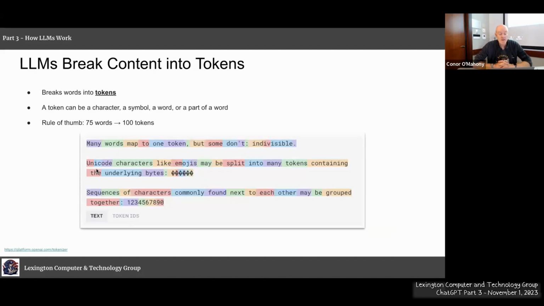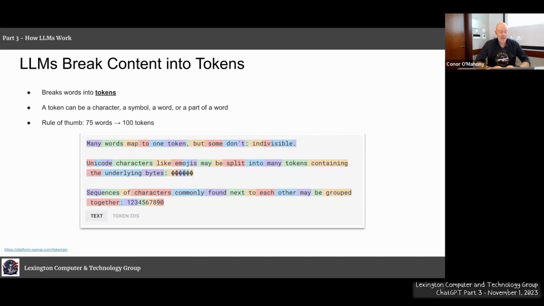Okay, so here's the first thing that actually happens. The large language model breaks the content. So let's say that the content that's coming into the large language model is: many words mapped to one token, comma, but some don't, colon, indivisible, period, and so on. Let's say that that's the language coming in. Now, it converts that language into what it calls tokens. A token can be a character, a symbol, a word, a part of a word. There's a general rule of thumb that 75 words equals about 100 tokens.